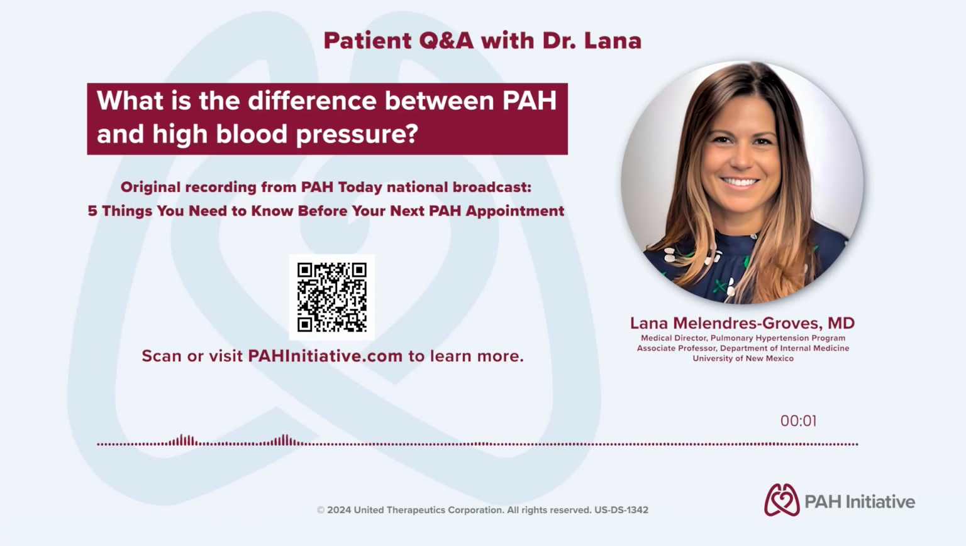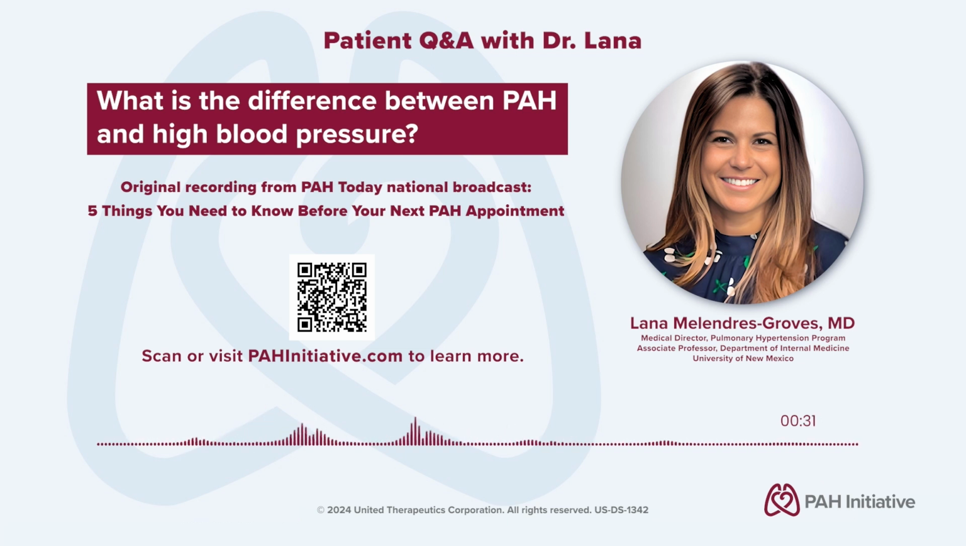Please describe the difference between PAH and high blood pressure? Definitely. This is one of those confusing things where we're talking about two different systems within someone's own body. And for me, that doesn't even seem to make sense, right? How can you have high blood pressure in one place and low blood pressure in another, or vice versa?